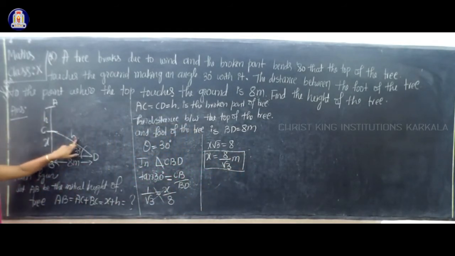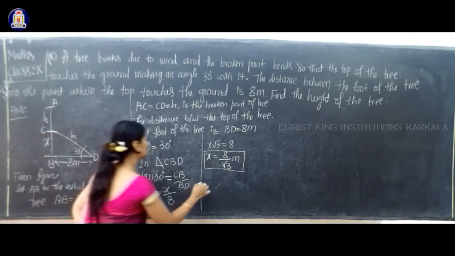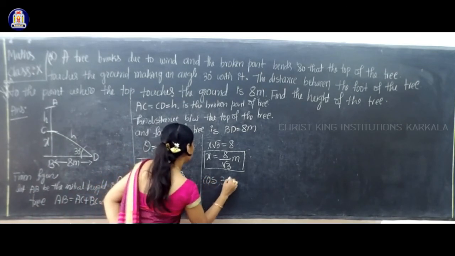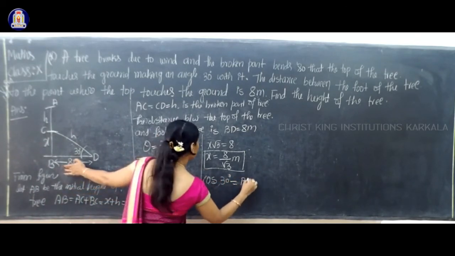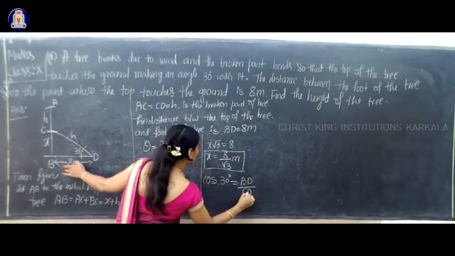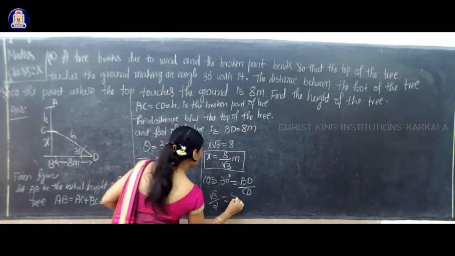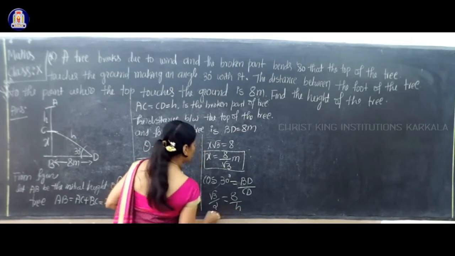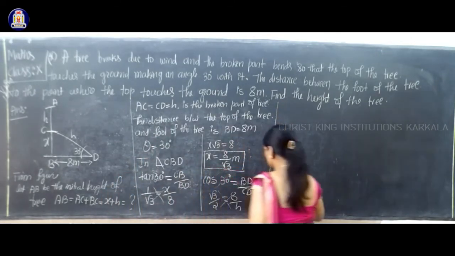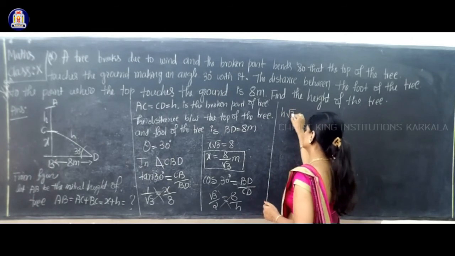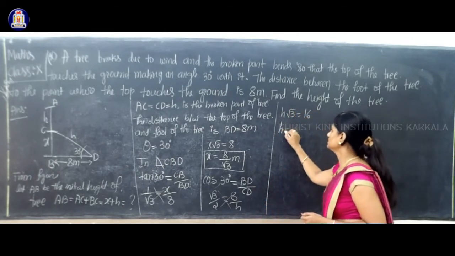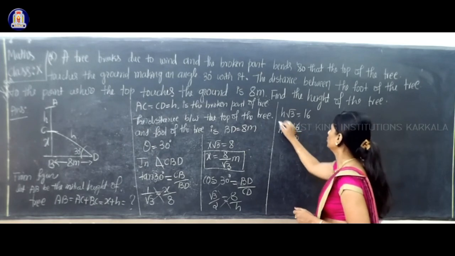Now next I need H. So use this one, the hypotenuse. With the hypotenuse, which trigonometric ratio can you use? Sine or cos. I use cos here. Cos 30 degrees is equal to BD divided by hypotenuse CD. So cos 30 is root 3 divided by 2, equal to BD is 8 divided by CD is H. Again cross multiply and get your H. It is H root 3 is equal to 16. So H is equal to 16 divided by root 3.